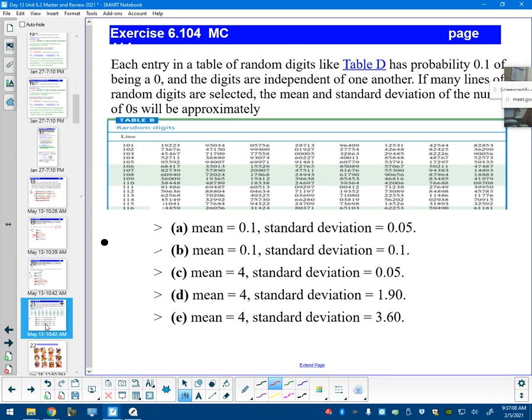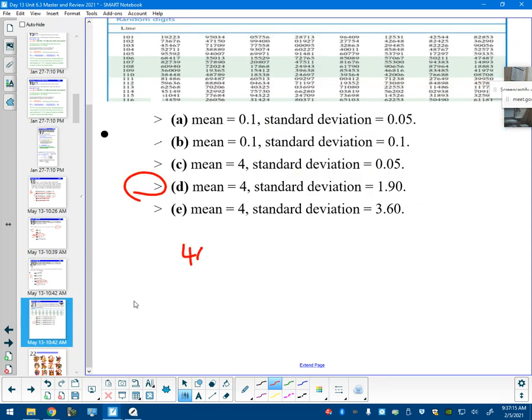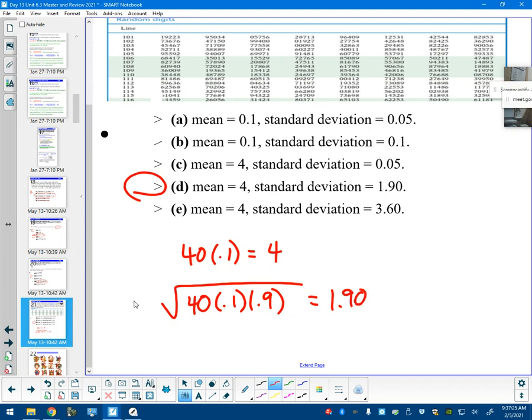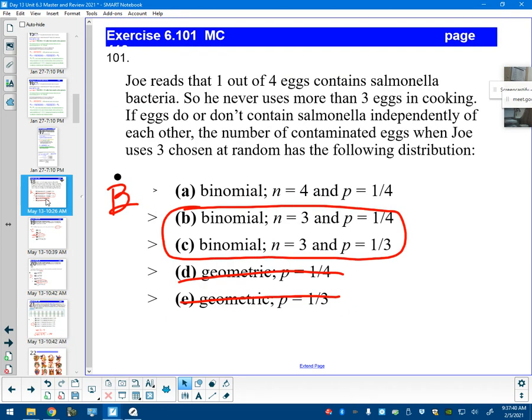Okay, who knows what the answer is for this one? It is D. How did you do D? Well, I said 40 times 0.1 for the mean. And for the standard deviation, I did the square root of 40 times 0.1 times 0.9 and get 0.190-ish. Alrighty. So you can now take pictures of all those and upload them to the second spot that says this is for a grade. Yes? What was the answer to the first one? B as in boy. Yeah, I circled both of those, but I didn't cross off the B.